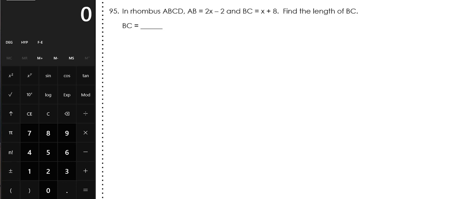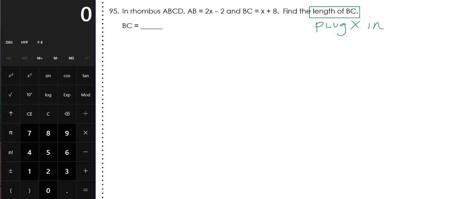Number 95. In rhombus ABCD, you have lengths of AB equal to 2x minus 2 and BC equal to x plus 8. Find the length of BC. Okay, so your ask in this question is to get the length of BC. Not just to get x, but also to plug x in. So let's keep that in mind because we may get all excited, we're going to get x, but we still have to do some work with it. Okay, so we have to plug x in.